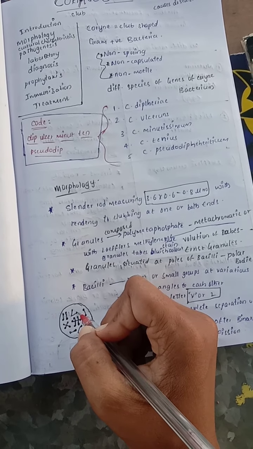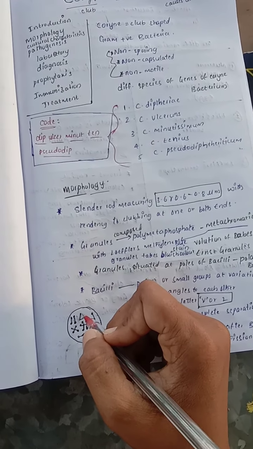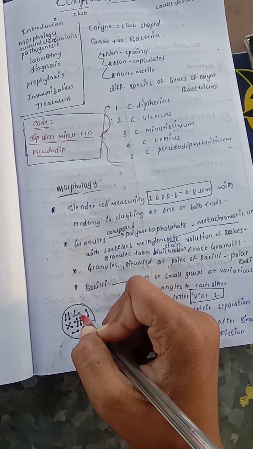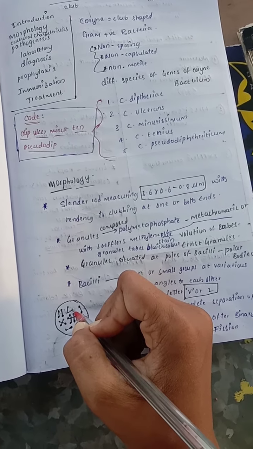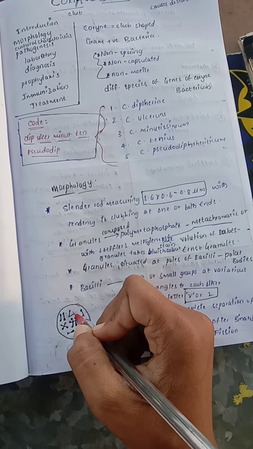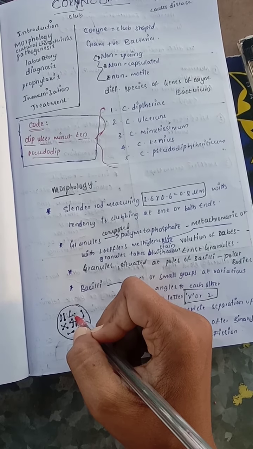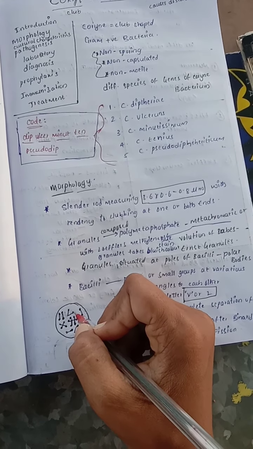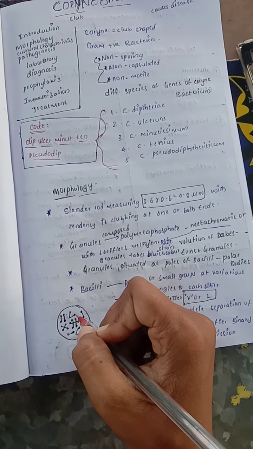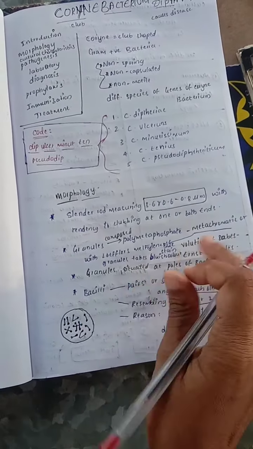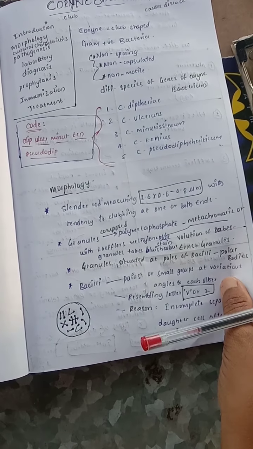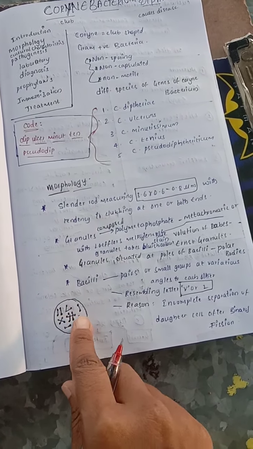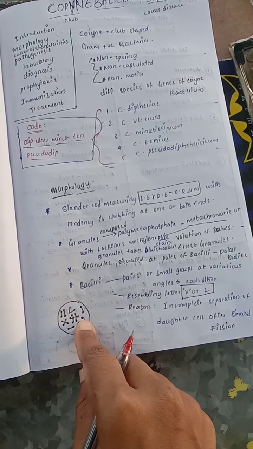These granules are called polar bodies, and these granules are composed of polymetaphosphate, and hence they are called metachromatic granules. Why are they called metachromatic granules? Because when we add methylene blue, the granules take the blue stain. Why do they appear in pairs? Because of the incomplete separation of the daughter cells after binary fission.